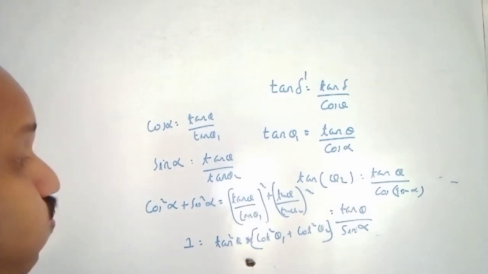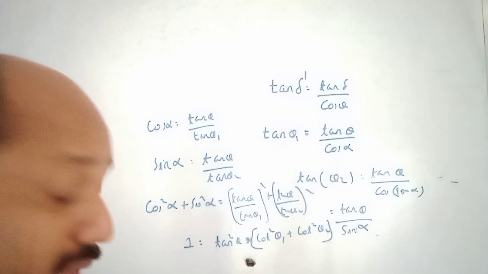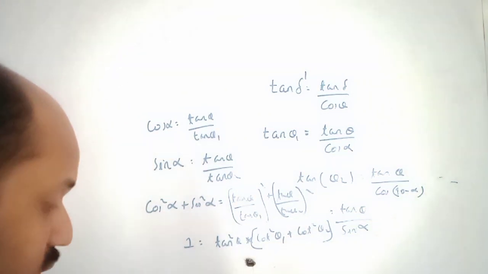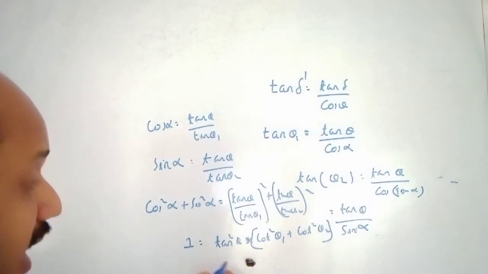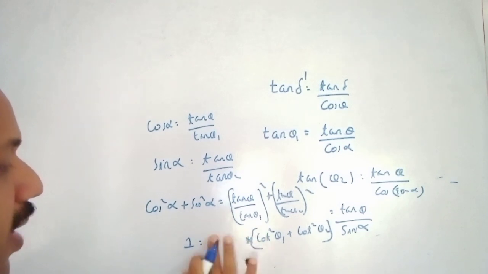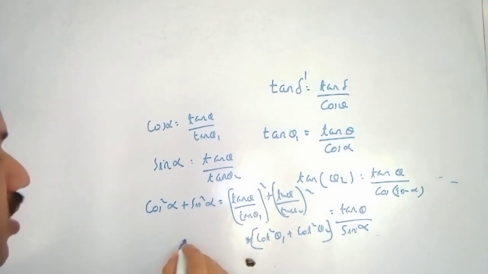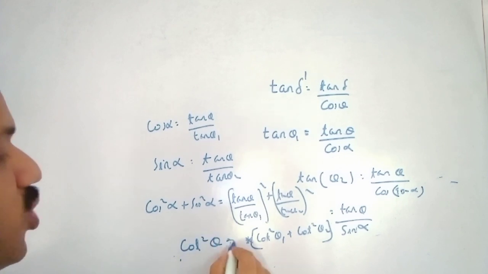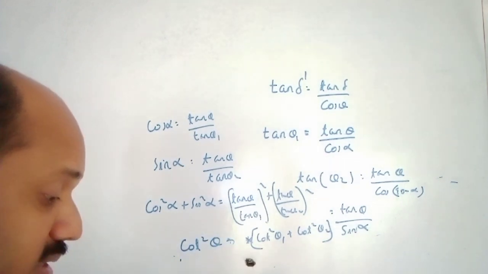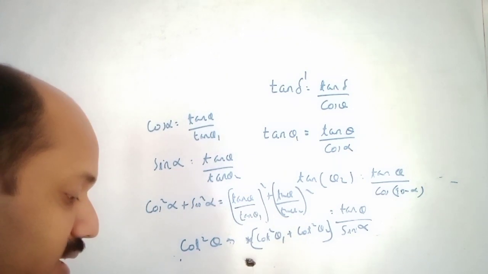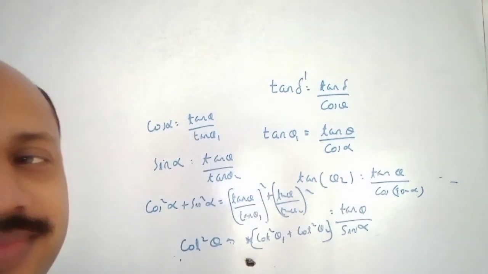Now the answer is given like this: cot square theta. On taking this to the left side, it is 1 by tan square theta, and 1 by tan square theta is cot square theta. This cot square theta is equal to cot square theta 1 plus cot square theta 2. That's the right answer. Choice is 1.